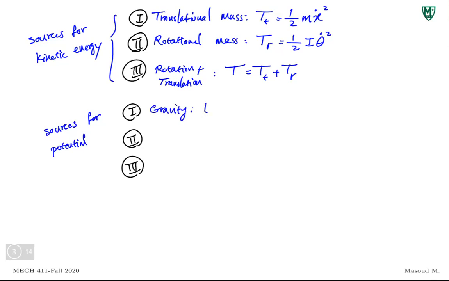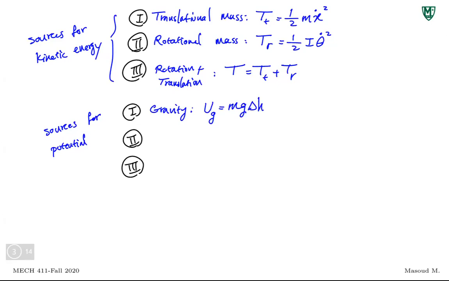If I represent that with UG as potential energy from gravity, it would be just mg delta h, right? The familiar form. If you put it as mgh, just remember that h is the change in height.